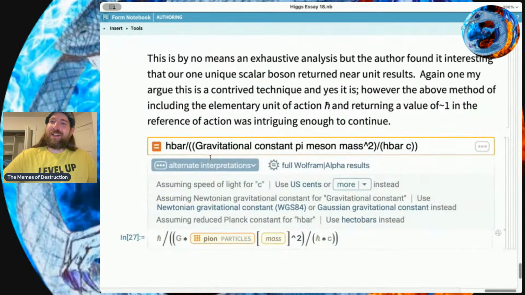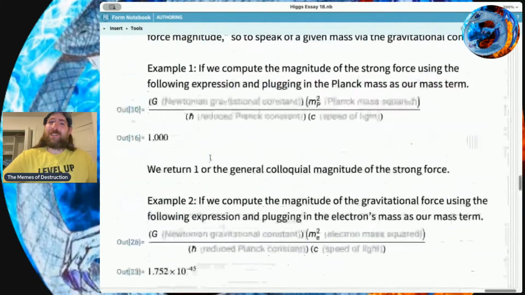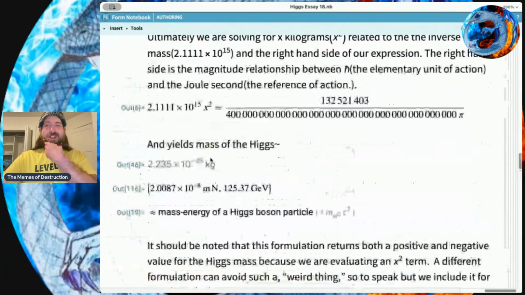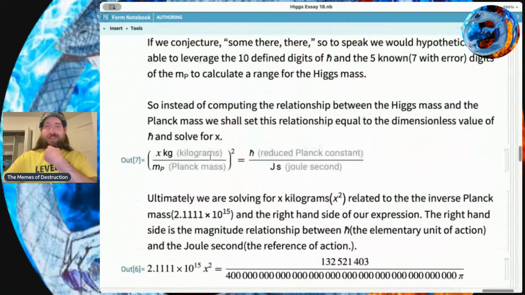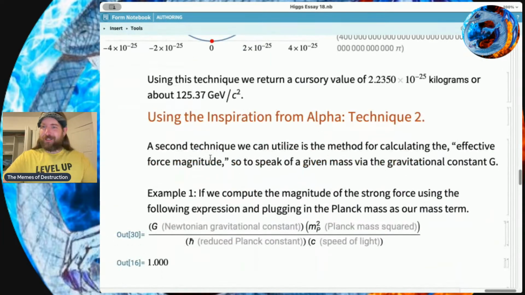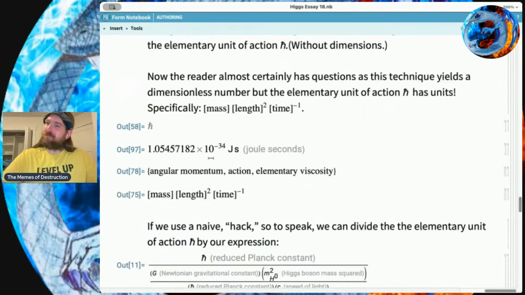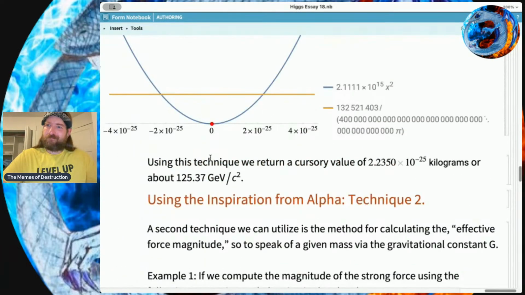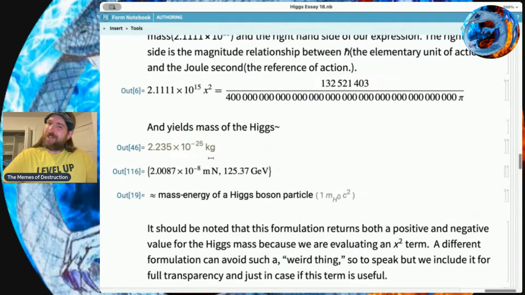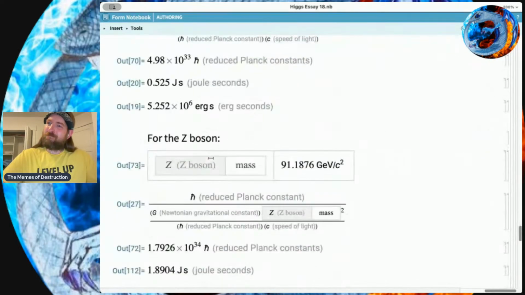Have we gone through this analysis? Did we? Okay, so we did the particle masses. This is all technique number two. It's technique number two.